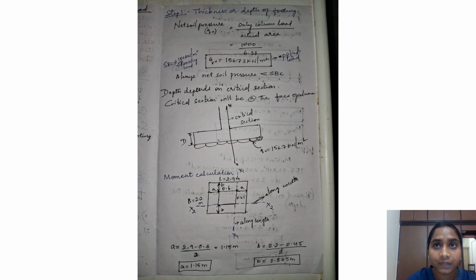Then when we consider a footing, the critical section will be at the face of the column. So the depth depends on the critical section. Then we have to do the moment calculation. For that we have to take section x1 x1 and x2 x2. Section x1 x1 along the length and section x2 x2 along the width. From this we will be determining A and B, where we will be getting A as 1.15 meter and B as 0.875 meter. Then we should find moment along length, that is along M x1 x1.